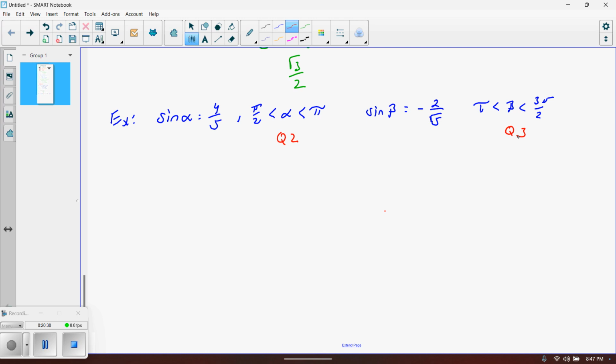Well, let's say, and I'm not going to do all these different examples because there's all kinds of different things you could do, but let's say we want to find the cosine of alpha.